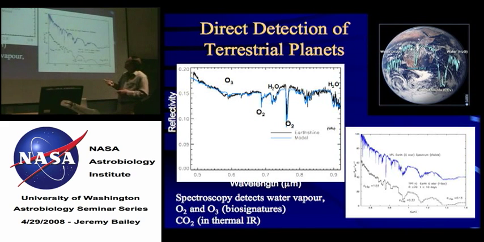And in the visible region, the region that TPF-C would look at, you can see absorptions due to oxygen and ozone. So oxygen and ozone are biosignatures because they're produced in the atmosphere of the planet by photosynthesis. We can also see water vapor in this region and CO2 in the thermal IR.